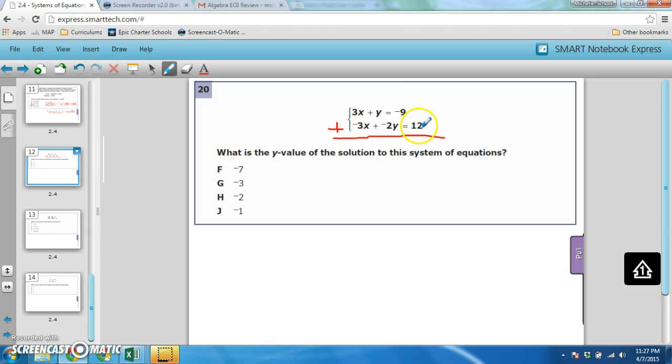Negative 9 plus positive 12 is going to give me positive 3. Positive 1y plus negative 2y is going to give me negative 1y. And then my x's cancel out. Divide both sides by negative 1. And y equals negative 3.